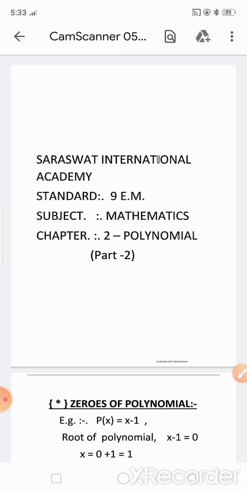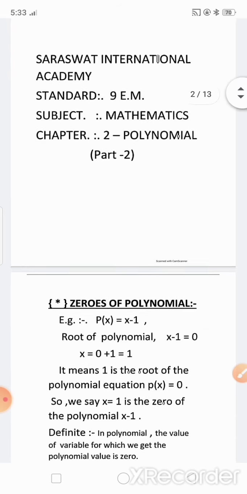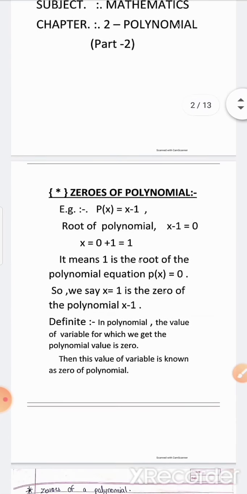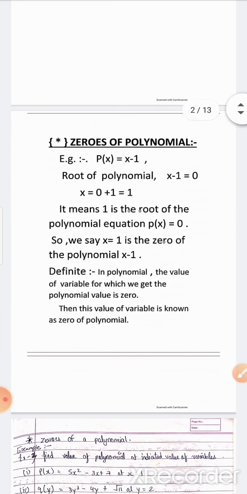Here we are going to continue our chapter number 2, that is Polynomials Part 2. In the last part we studied polynomials in one variable and solved the exercise 2.1 sums. Now in this part we start our new topic, zero of a polynomial. We start this topic by taking one example of how to find the zero of a polynomial.